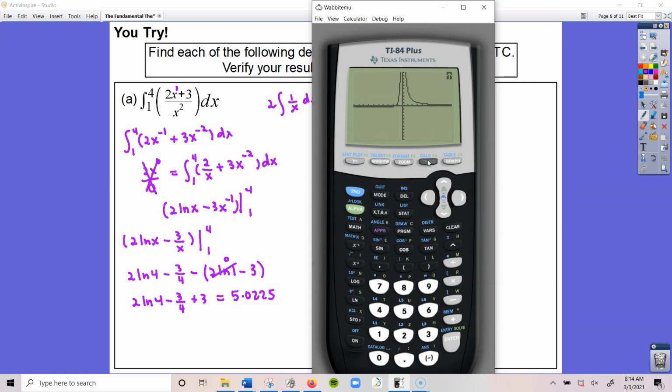Now we're going to go to the second calc menu, option 7 to integrate. Our lower limit is 1, and our upper limit is 4. And we get the same value that we got by hand, 5.0225.